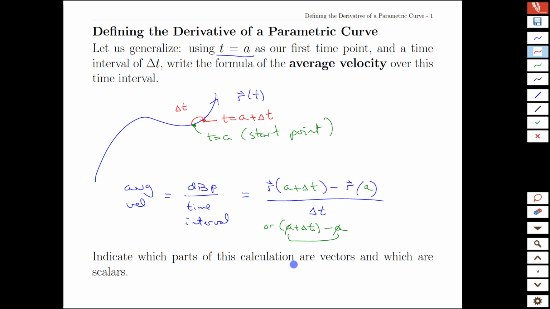Now if we take a careful look at the ingredients here, the displacement is a vector quantity. If we take any 2 points, we can connect them with a vector. The time interval, however, is a scalar quantity. So what we're doing is taking a vector and we're scaling it, applying a scalar transformation to it, or changing the length of it by dividing by delta t.